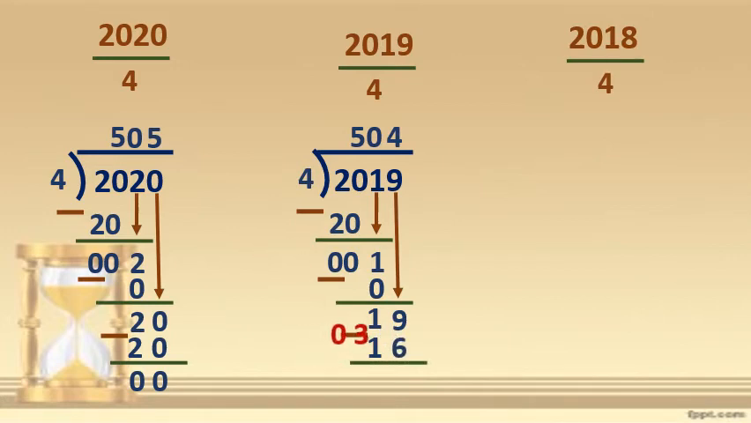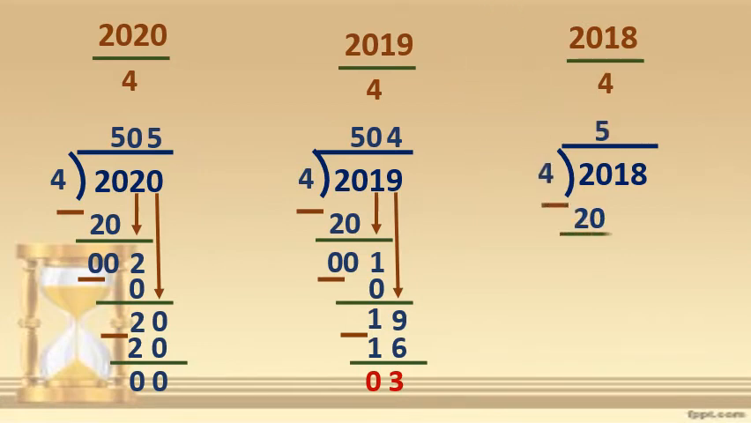What remained here? 19 minus 16 means 3 remained. This means 2019 is not divisible by 4, so it has only 28 days. It is not a leap year. Next we will move on.